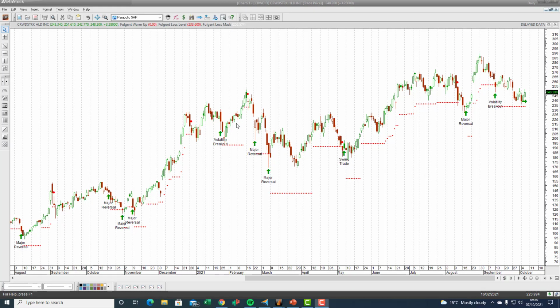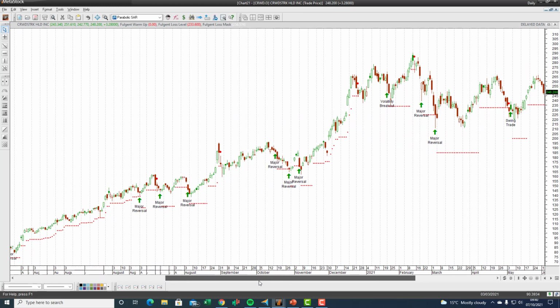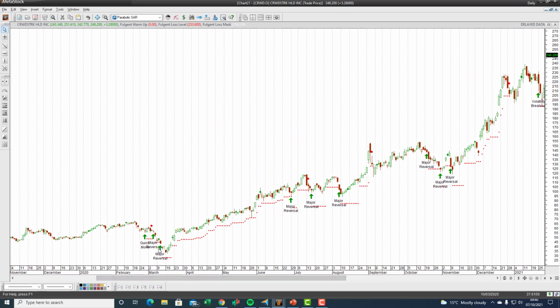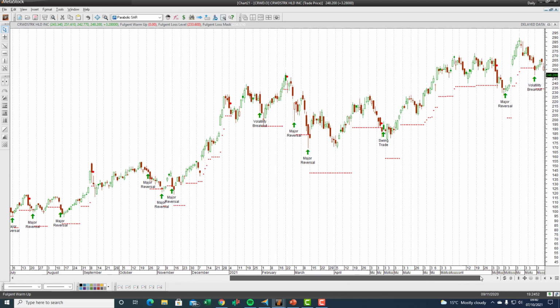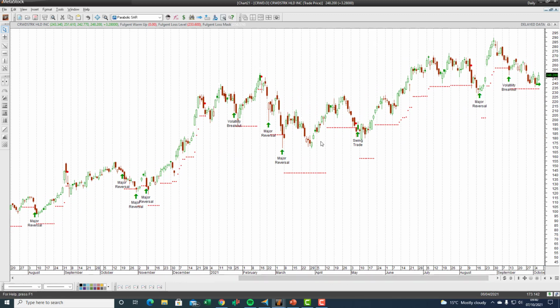Let's take a look at CrowdStrike, CRWD, one of my favorite positions that I often trade. You can see a fantastic trade, major market reversal back here in March, captured that entire move. And then another big move, October, November, December into 2021. A little bit of choppy trade within that base formation, you can see, but that volatility breakout worked out well.